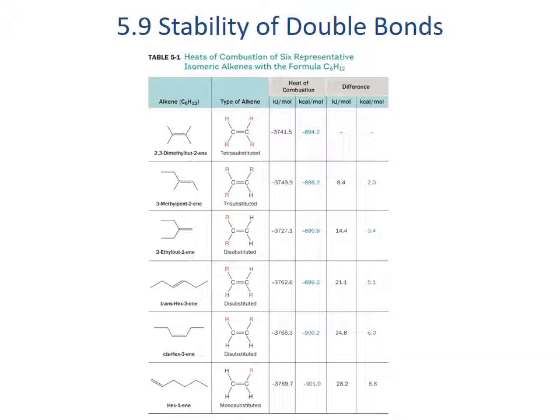Now take a moment to note the trend in stability as we move from monosubstituted to tetrasubstituted. Pause and make sure you try to identify this yourself. Notice that the monosubstituted hex-1-ene is far less stable than the tetrasubstituted 2,3-dimethyl-but-2-ene. So we see that substitution increases overall stability.